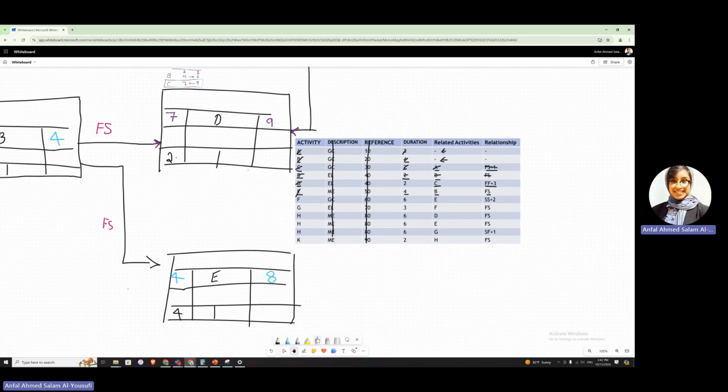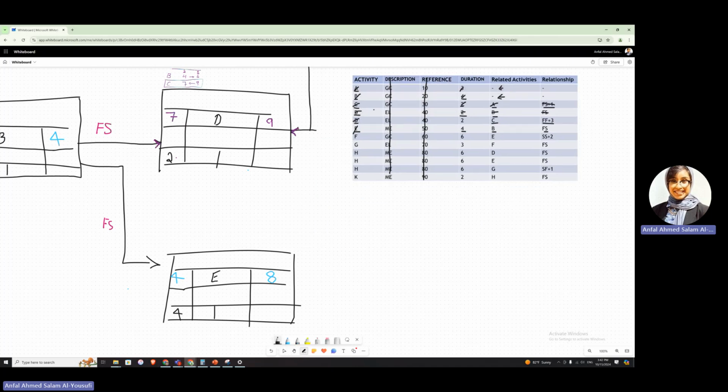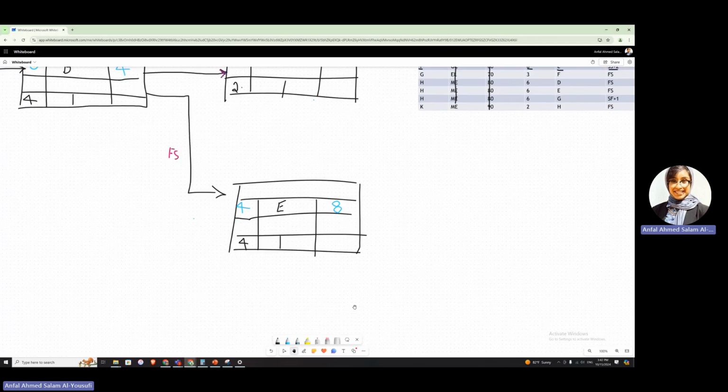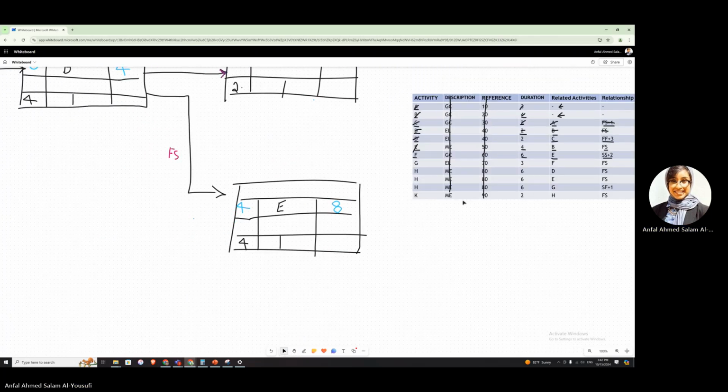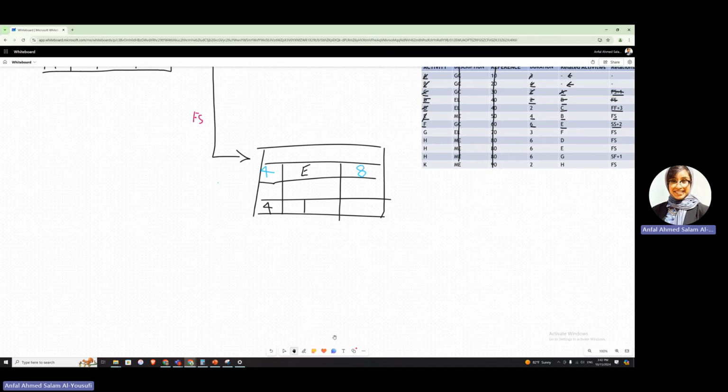Now let's move on to F. Okay, let me just push this one to the top. So now we're doing F. So F, it says that the duration is 6 and the related activity is E. And it is start plus 3. So let me draw my F somewhere down in here.